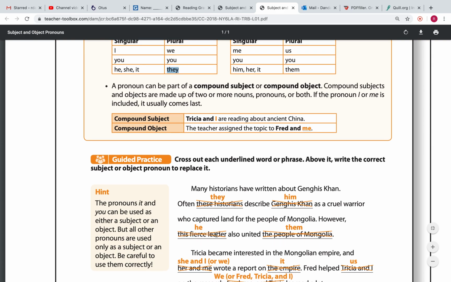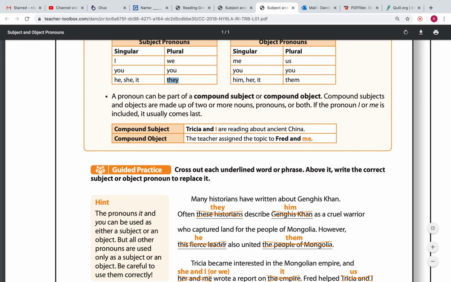However, this fierce leader, now instead of writing this fierce leader, we're talking about a person, right? We can just say, however, he, which is a subject pronoun, he also united the people of Mongolia. We're talking about other people, right? He united them, right? That's an object pronoun. You wouldn't say he united they, right? You would say he united them, right? That's an object pronoun.